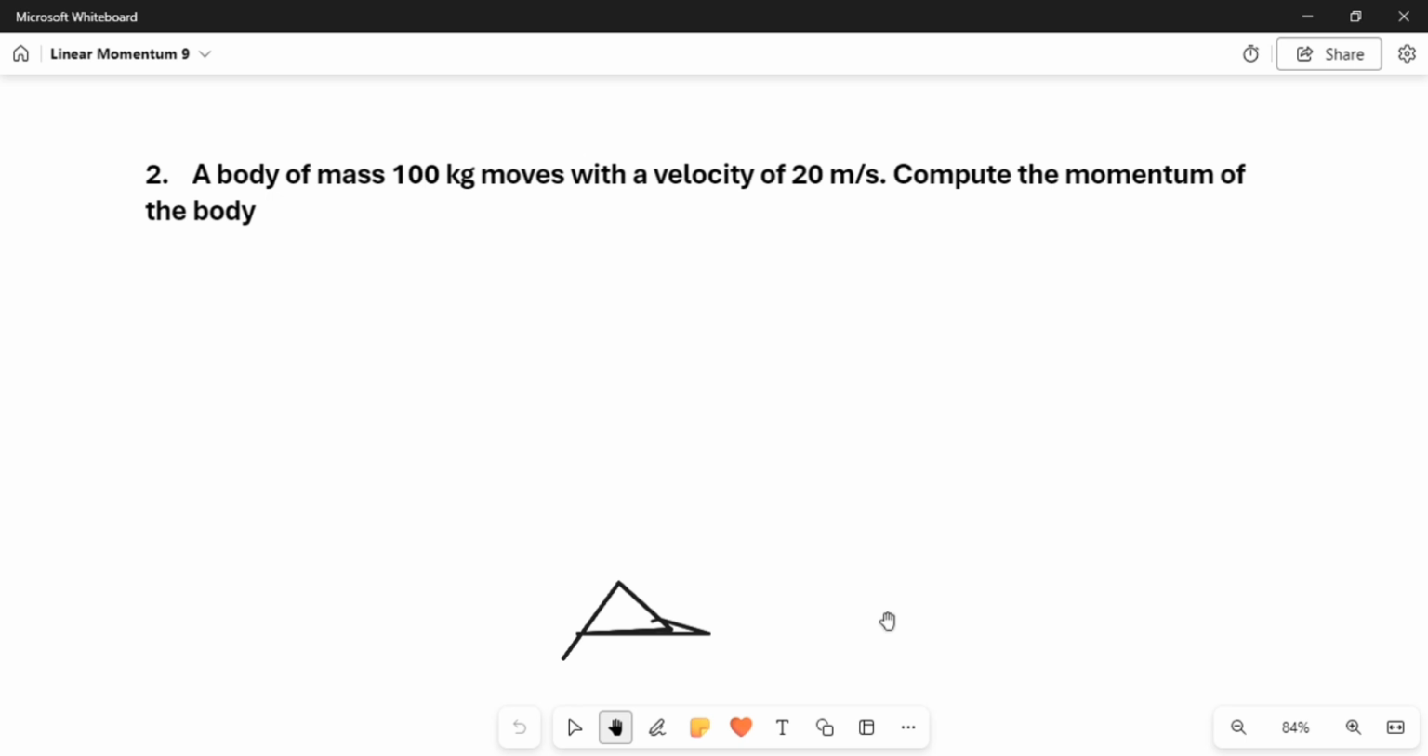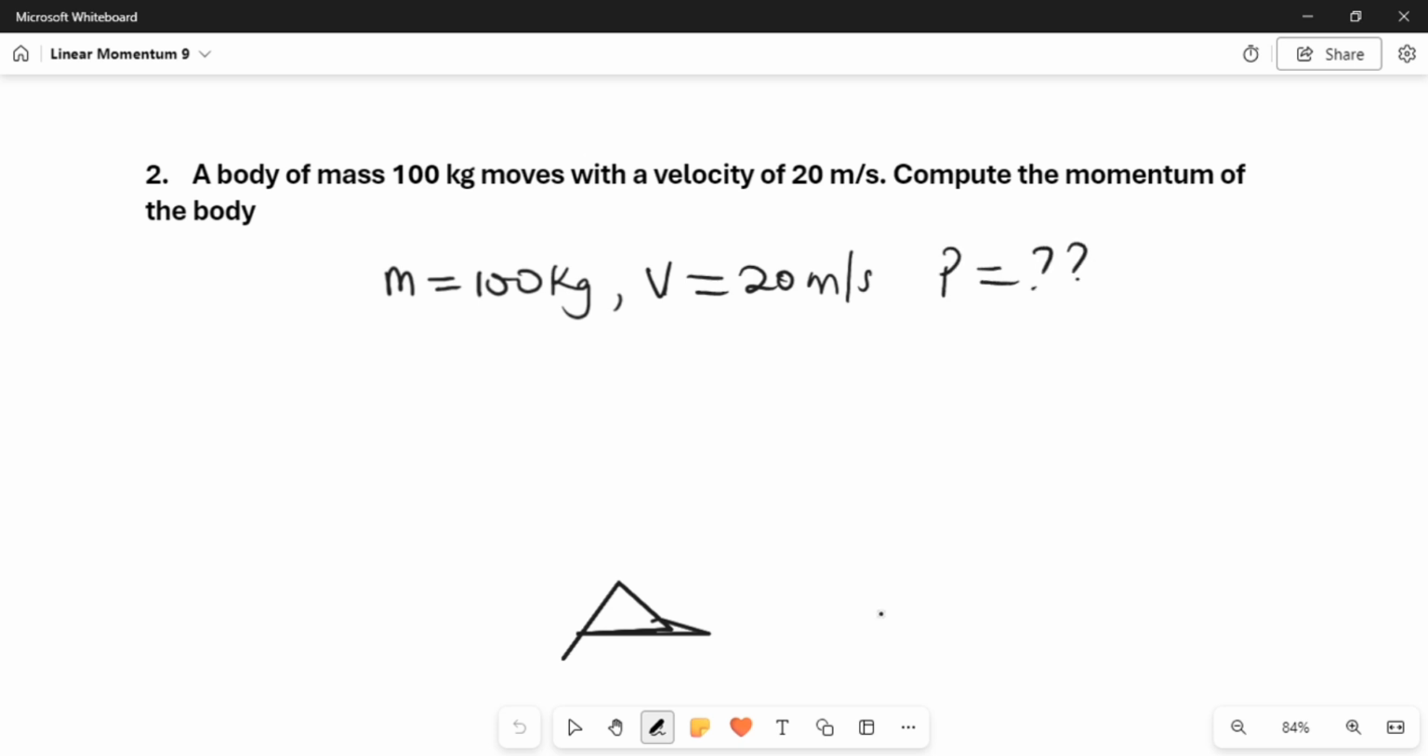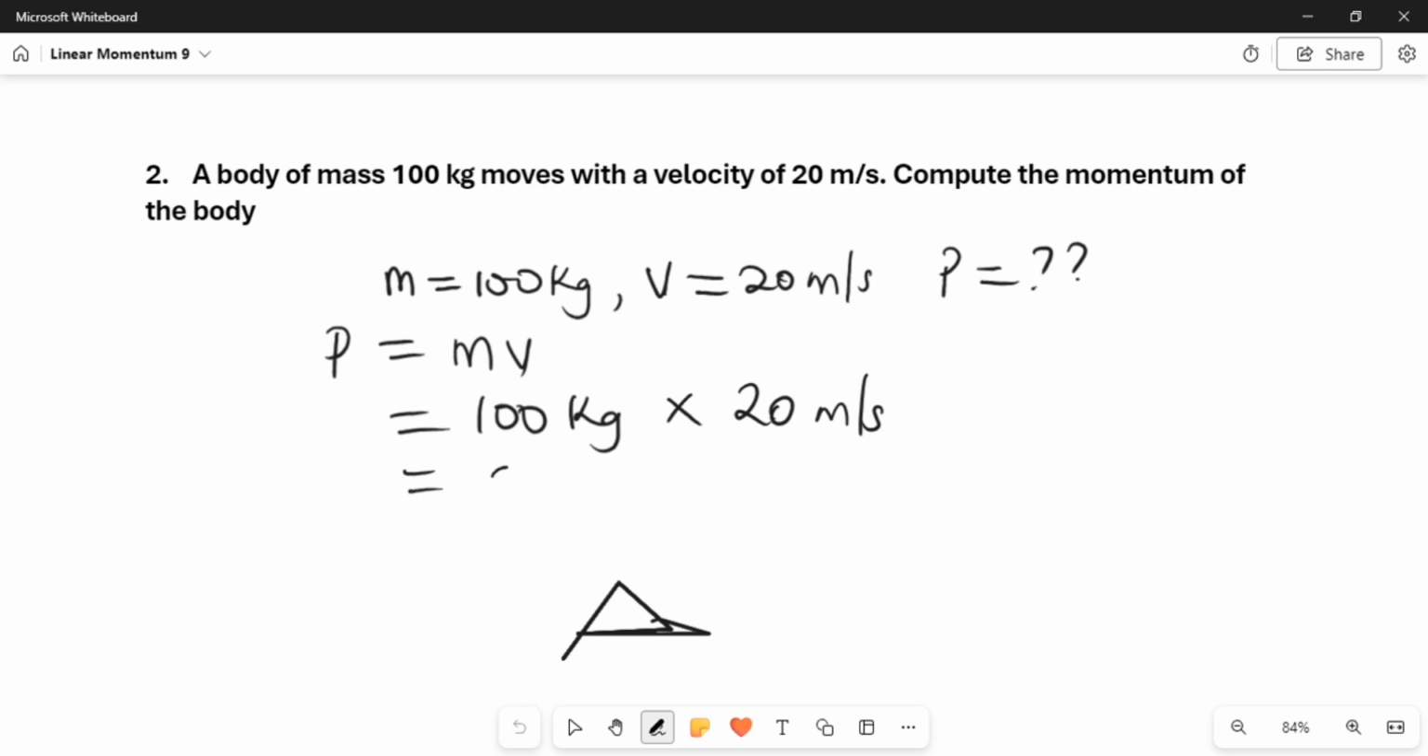We have here a simple problem, very simple problem. An object of mass 100 kg. So our mass is 100 kg. The velocity is 20 meter per second. We are asked to find the momentum. We don't know the momentum of this body, but we know that momentum is simply product of mass and velocity. So this will be 100 kg times 20 meter per second. That gives us 2000 kilogram meter per second as the momentum.